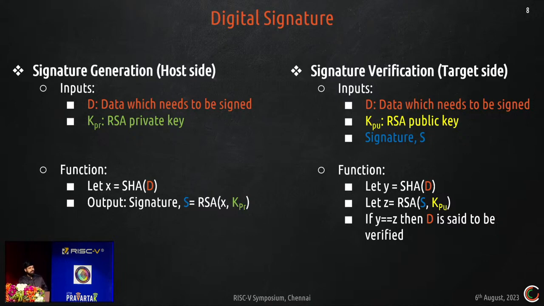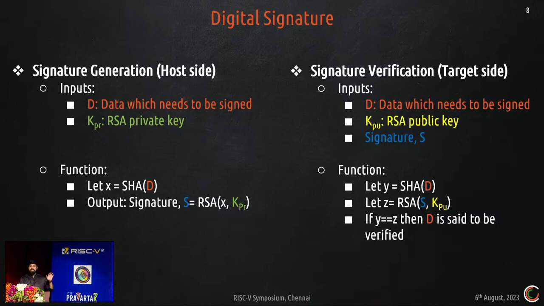Now note that I have mentioned here that the signature generation happens on the host side and the signature verification happens on the target side. What we mean by that is if you're trying to program a microcontroller, you would typically write an application on your laptop or on your PC, compile it, and transfer that executable onto the microcontroller, right? So in this scenario, your PC or your laptop is the host and the microcontroller is the target. All of the operations of signature generation has to happen on the host, right?